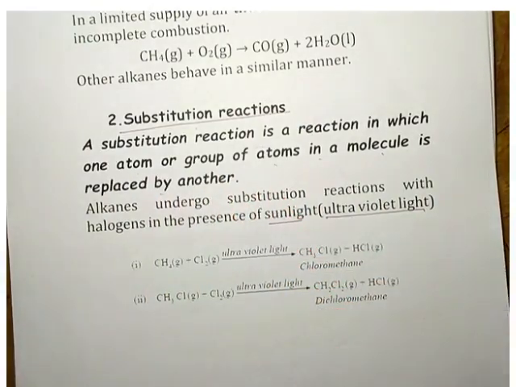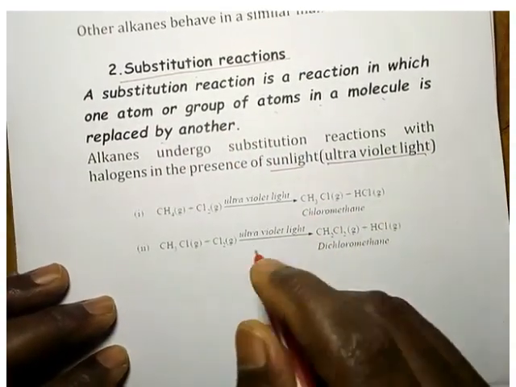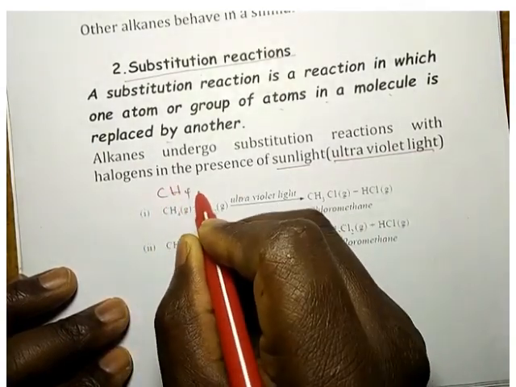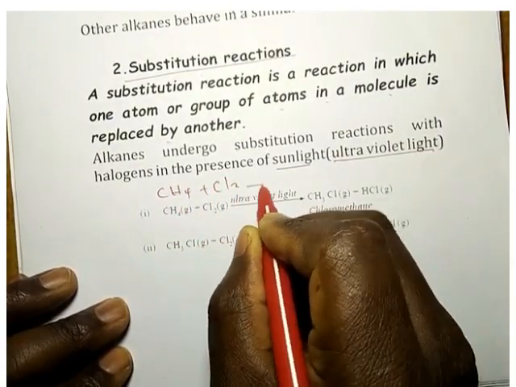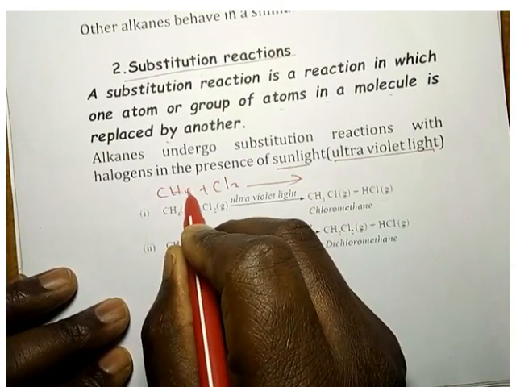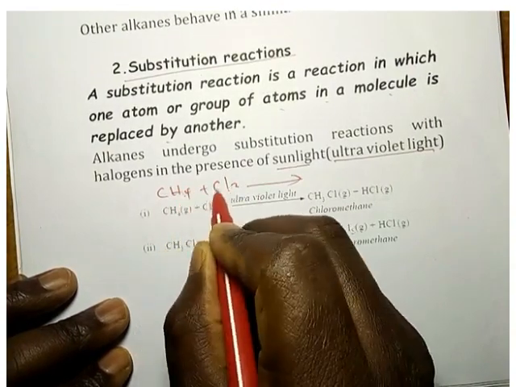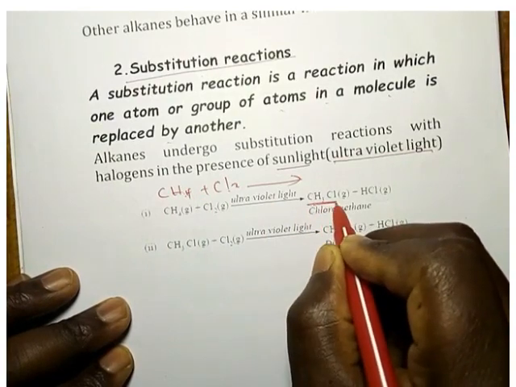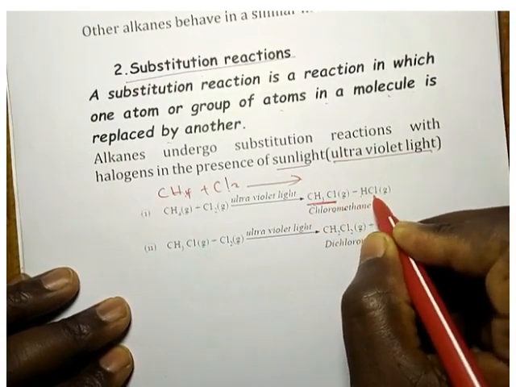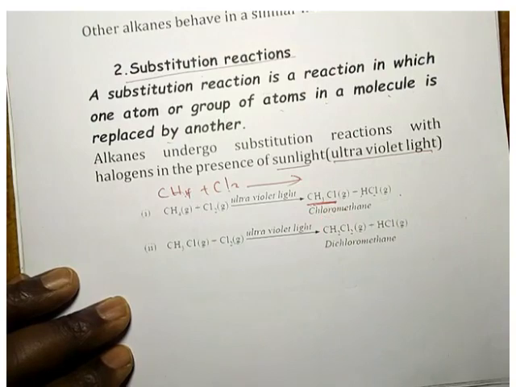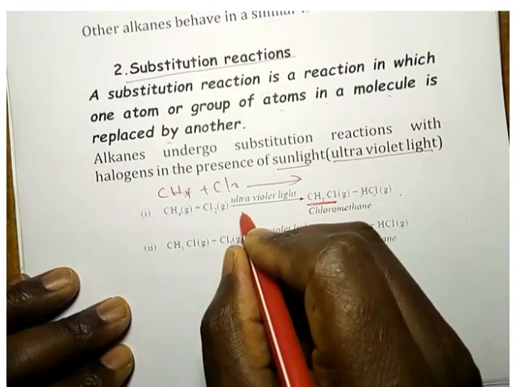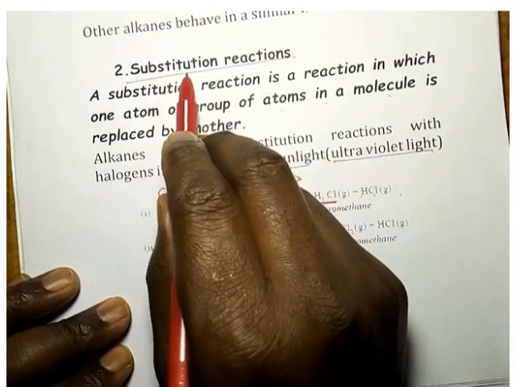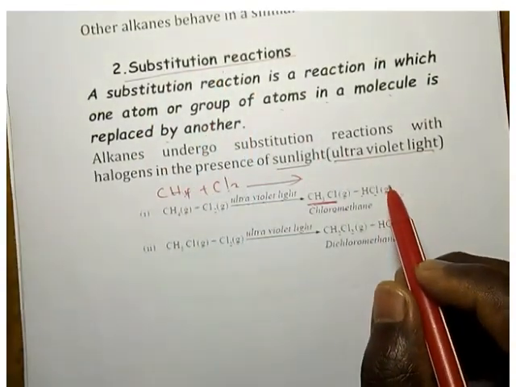Actually, there is no chemical reaction. What happens here is the replacement. So here we have CH4 reacting with chlorine. One hydrogen here is substituted with one chlorine to form chloromethane, and then HCl is formed. One thing you need to note is the condition: there must be ultraviolet light for a substitution to occur in alkanes.